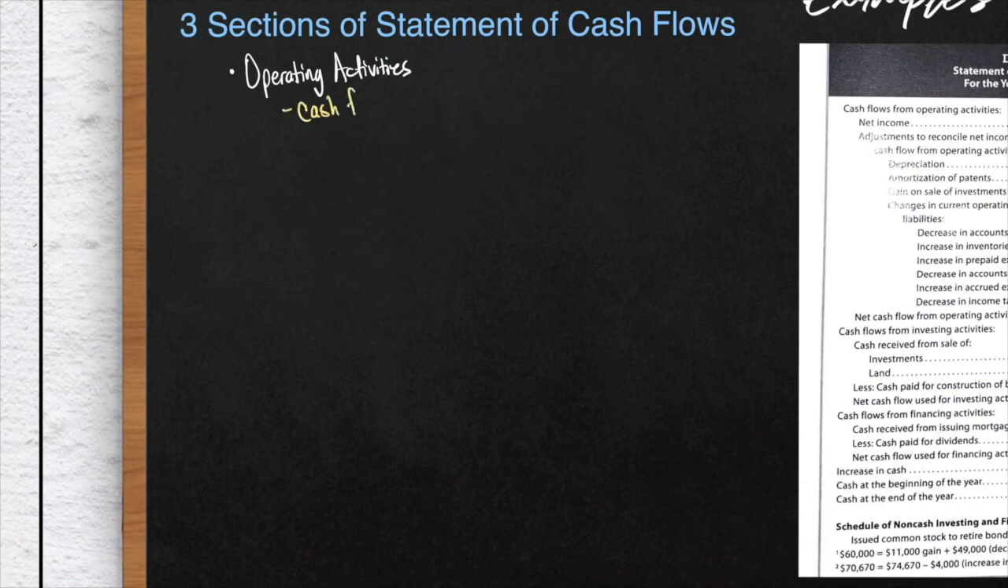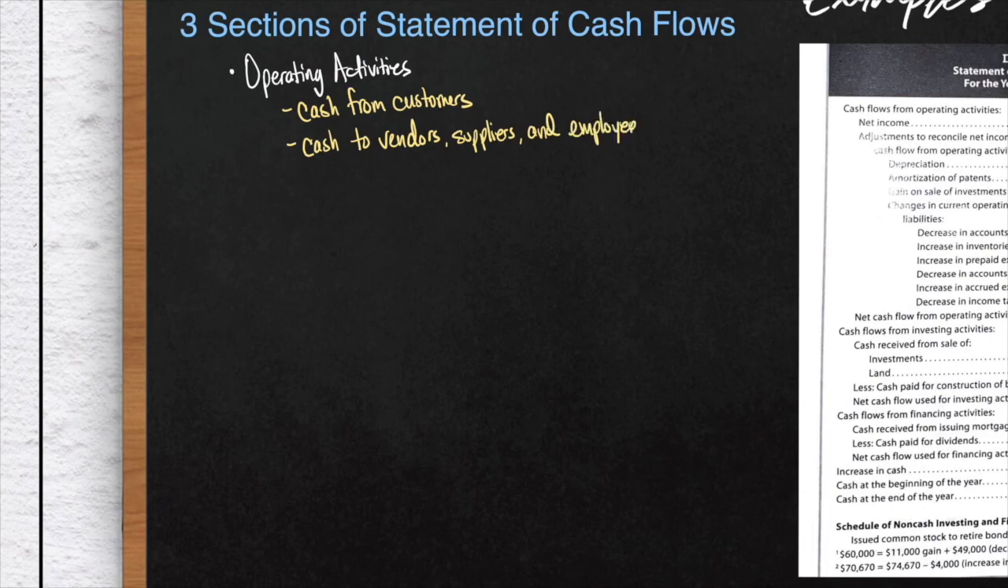Now, operating activities deals with cash from customers, and it deals with cash being paid out to vendors and suppliers. So cash from customers, and then cash to vendors and suppliers, because those are the folks that the company will pay. And it also includes employees, because under normal operations, you have to pay your employees, assuming the company has employees.